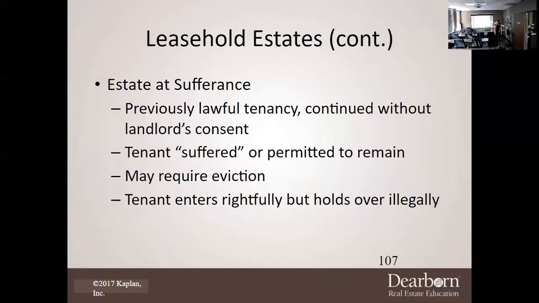So in this situation, it's a previously lawful tenant, Mr. Grossman. He's at a lease with you, and he was lawful. He was paying you, so he stayed there like he's supposed to. But when his lease expired, he continued to stay without your consent. So his deal ended on the 31st of last month, and he's still there. Okay, so the tenant suffered or permitted to remain.